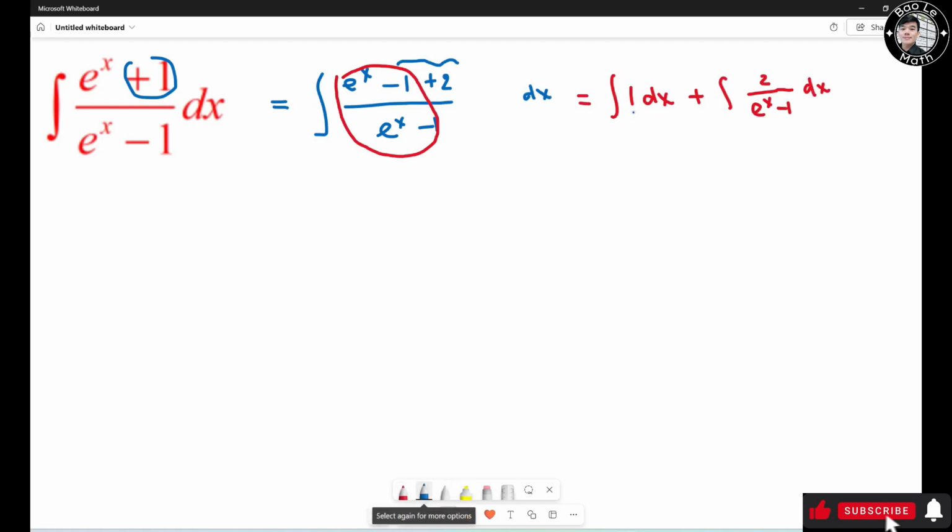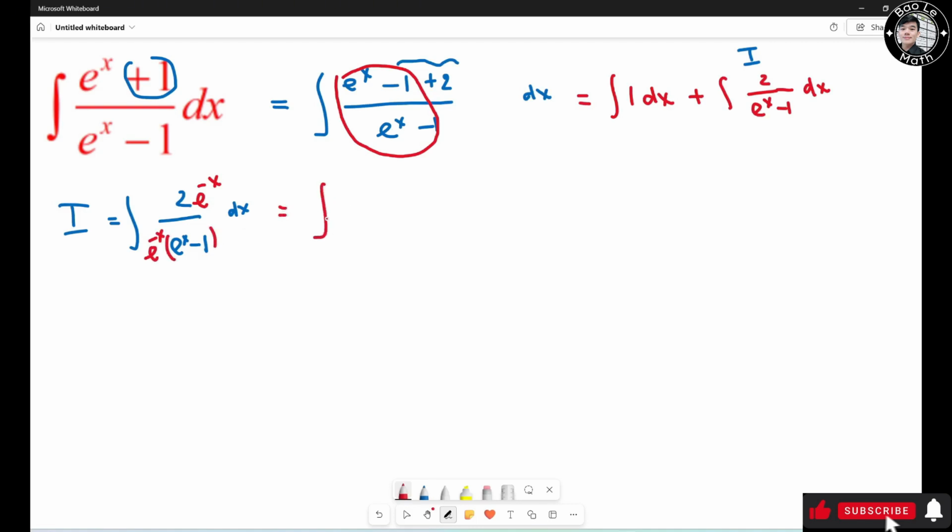Now the first one is very simple. I need to calculate the second one, so I call this I. So I equals the integral of 2 over e to the s minus 1 ds. In order to calculate this one, multiply the top and bottom by e to the negative s. So this turns out to be the integral of 2 e to the negative s over 1 minus e to the negative s ds.